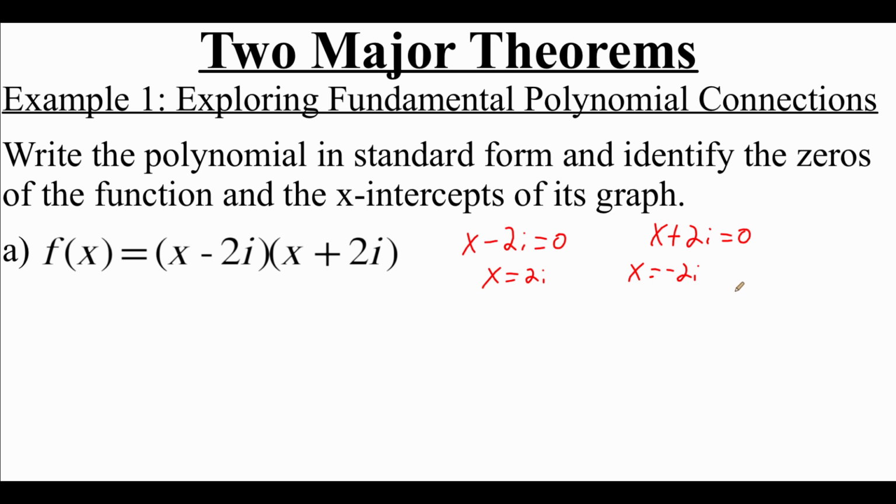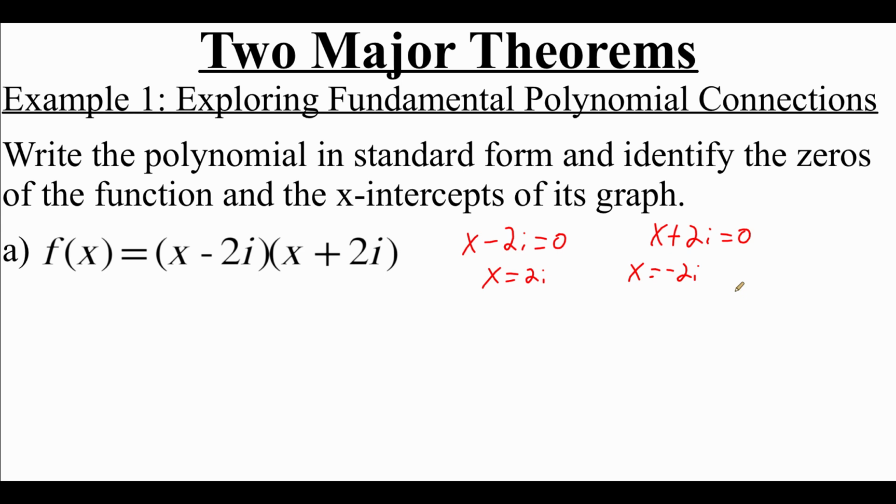Now, as far as thinking about the x-intercepts of this graph, I know that I have imaginary zeros because we have those i's in there. And if you're dealing with imaginary zeros, then those will not be x-intercepts for the graph. So because we're getting imaginary zeros, this graph doesn't actually have any x-intercepts.